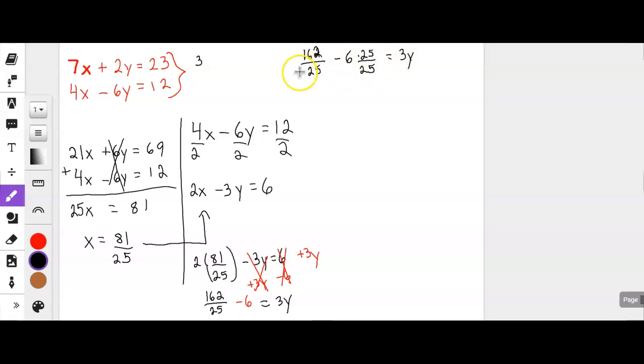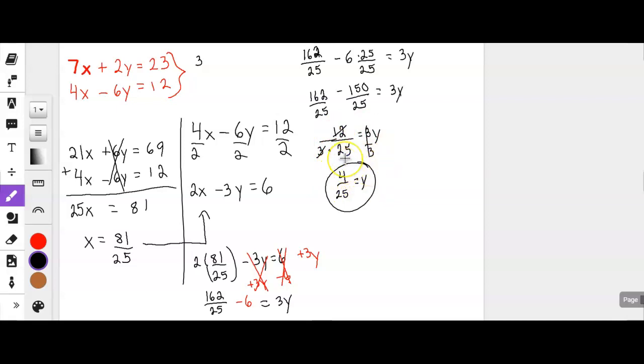This is going to be, 6 times 25 is 150. And of course your denominator is 25. This still stays as 162 over 25. Now that they have common denominators, I could add them together or subtract them from each other. This is going to give me 12 in my numerator over 25. And this is equal to 3y. Divide both sides by 3 to isolate y. Divide by 3. Divide by 3. I just put it in the denominator, dividing by 3. The 3 and the 12 cancel. And you get 4 in your numerator and 25 in your denominator.